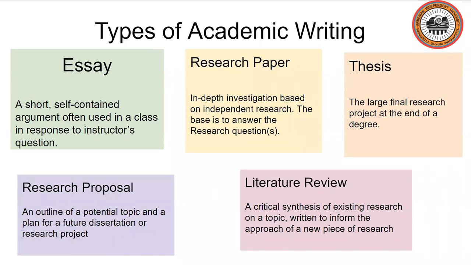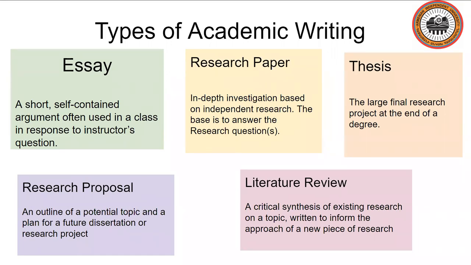And the last one that we're going to talk about today is the literature review. It's a critical synthesis of existing research on a topic, written to inform the approach of a new piece of research. So basically, guys, always remember that the key for any research is the literature review. It means that at first you need to go and look for good literature. After that, you need to understand which critical writing you need for your research. And after that, you need to start writing and reviewing your literature.